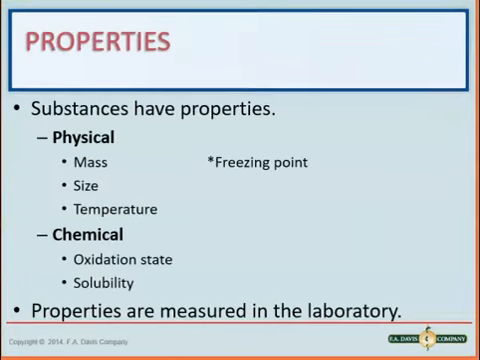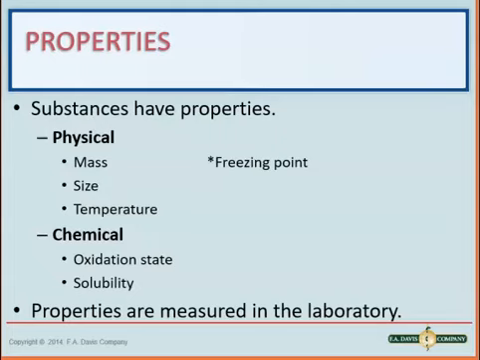Within the laboratory, we have to work with substances that have different properties. Properties can be either physical properties or chemical properties. Physical properties are properties that can be measured by physical means, such as a thermometer to determine the temperature. Examples of physical properties are mass, size, temperature, and freezing point. These are all physical properties of a substance.